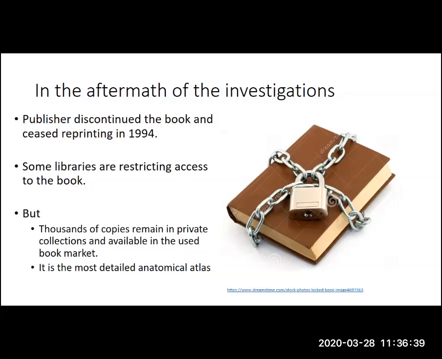However, even though it's no longer available to get new, there are still thousands of copies of this book in private collections, in the collections of surgeons in the US and around the world, and you can also find them on the used book market. I looked on Amazon's resale site. You can buy used copies of it in good shape, fairly priced, in the $600 to several $1,000 range, but they're more available. And there is the potential that it is needed because it is currently the most detailed anatomical atlas that is out there and is available.